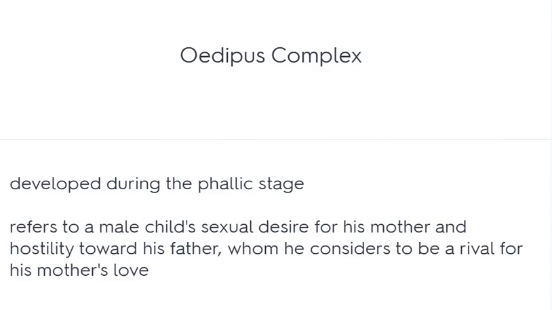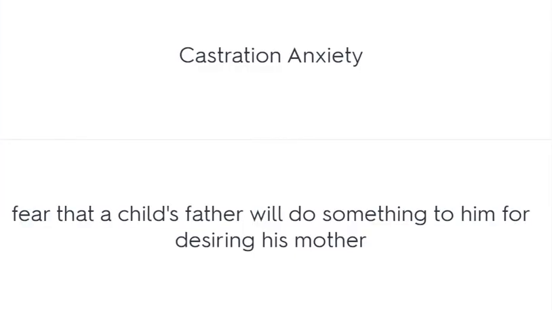Oedipus complex, developed during the phallic stage, refers to a male child's sexual desire for his mother and hostility toward his father, whom he considers to be a rival for his mother's love. Castration anxiety, fear that a child's father will do something to him for desiring his mother.